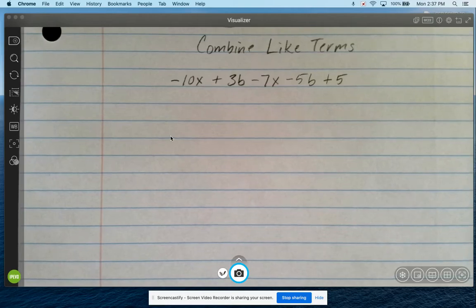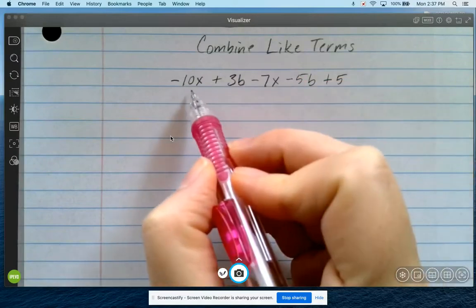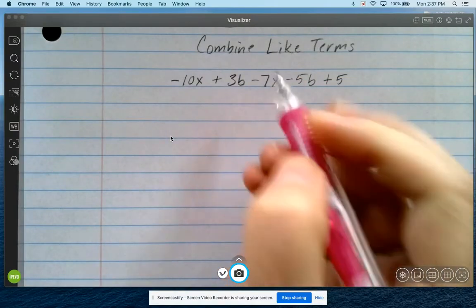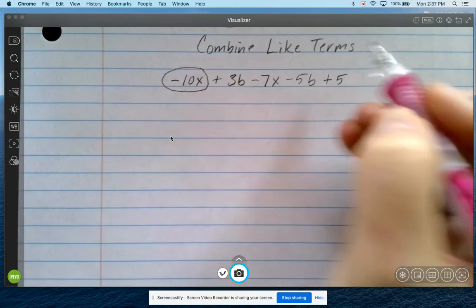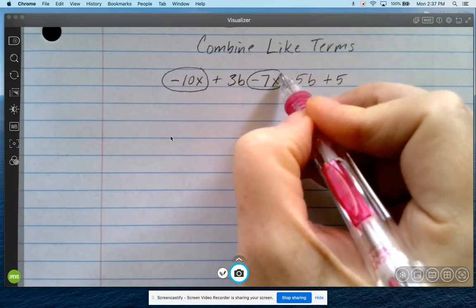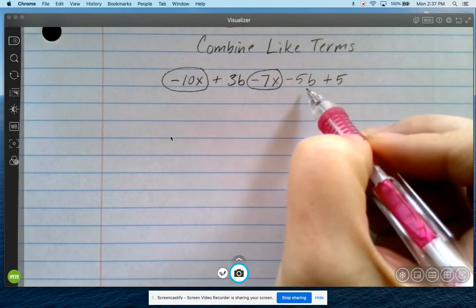So combining like terms, I am going to first draw a shape around my x's. Make sure you include the sign, it's really important. So my x's are like terms. Then I'm going to draw a different shape around my b's. Those will also be like terms.